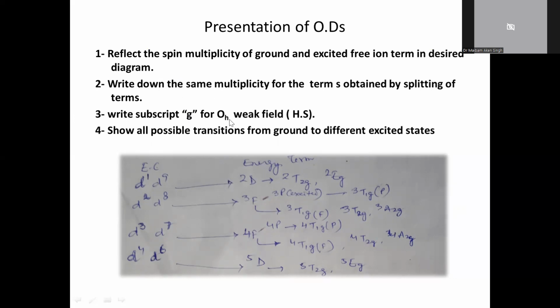Weak field, as we know, weak field reflects high spin. Then show all the possible transitions from the ground to the different excited states. Means the transition should take place from the ground state to the excited state, that is from one level to the second level to the third, like that, as we learn in electronic transitions.